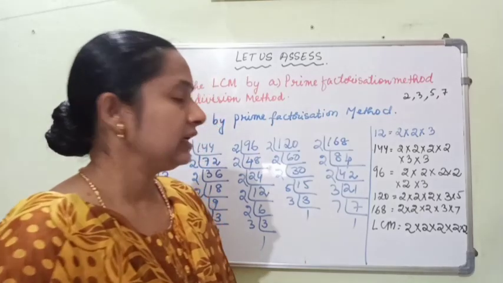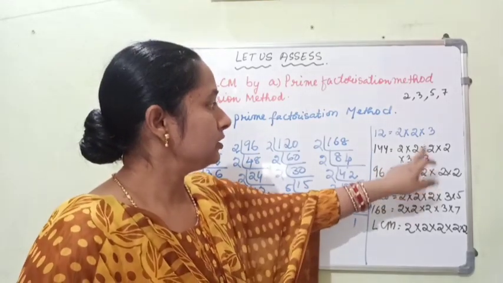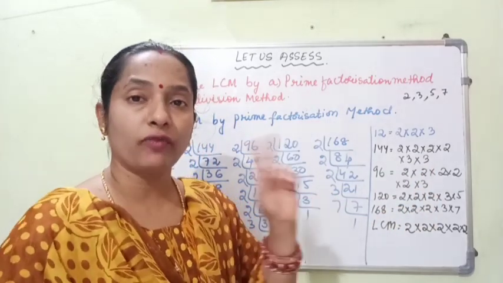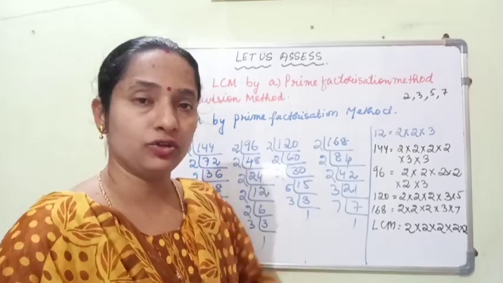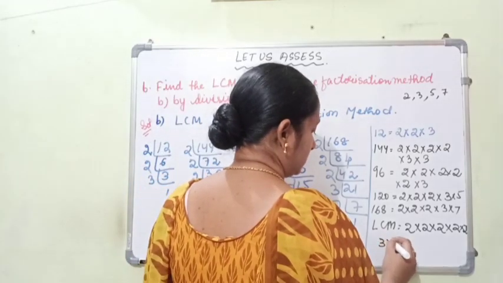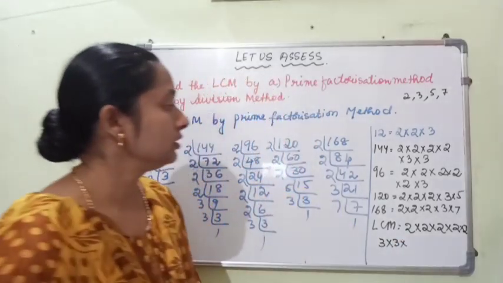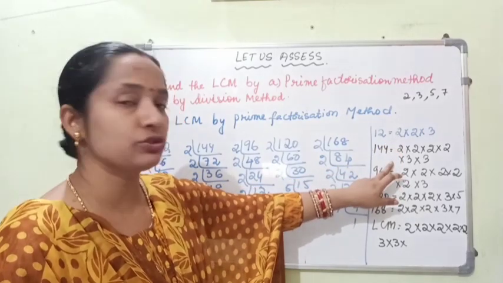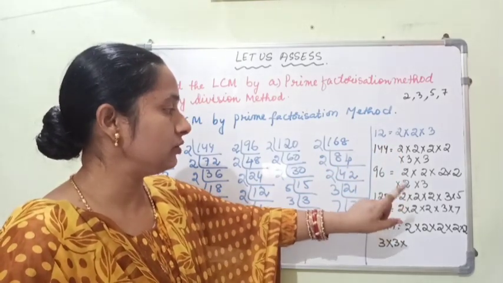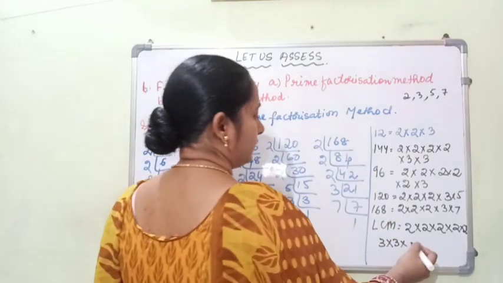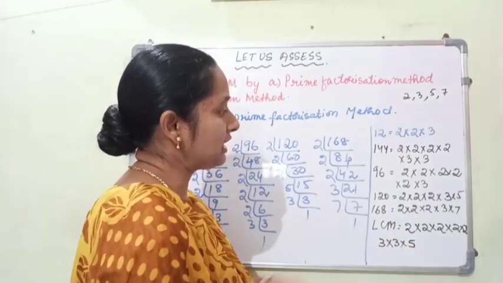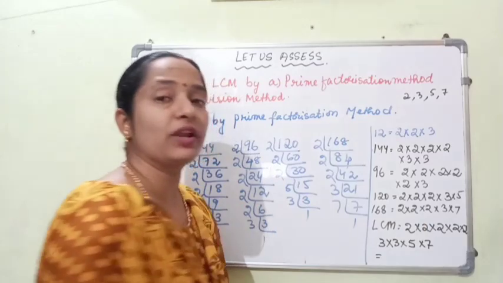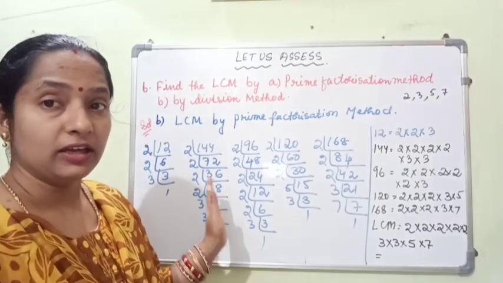Next come to the factor 3. Here 3 is only once, here twice, here once, here once, here once. So in one number we have the maximum repetition of 3 twice. So consider the twice repetition of 3. Next come to the factor 5. Here no 5, here also no 5, here no, here only one 5, here not there. So 5 is only repeated once. Then 7 is also only once. Now the product of all these factors will give you the LCM of these 5 given numbers.